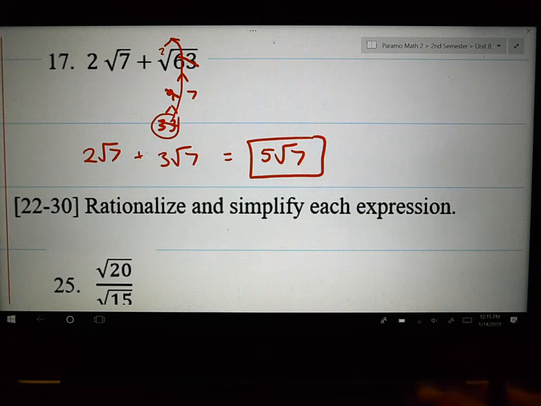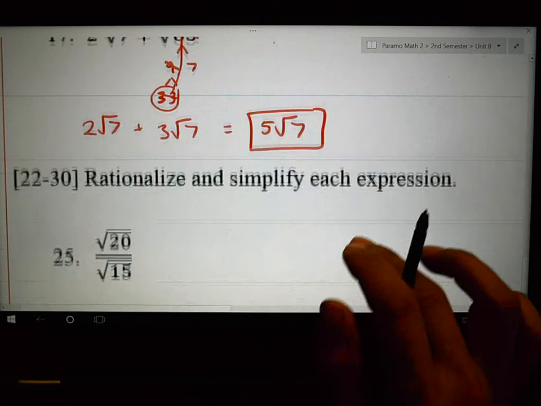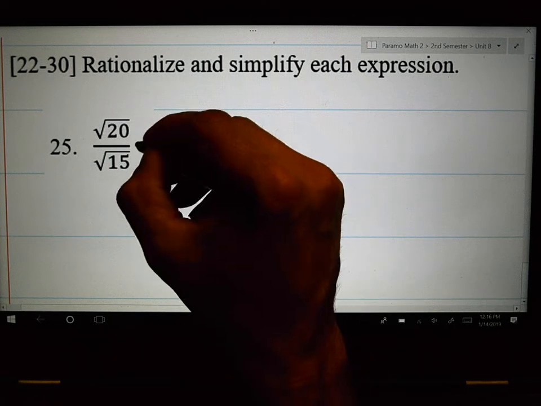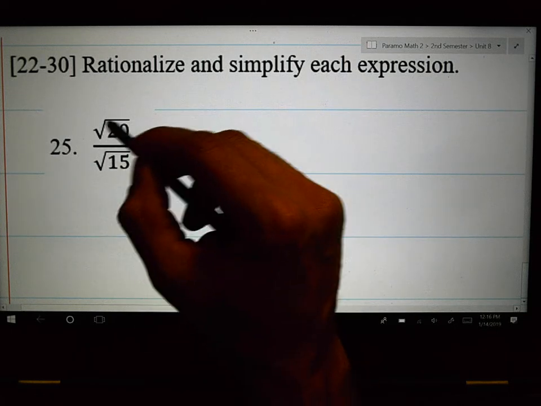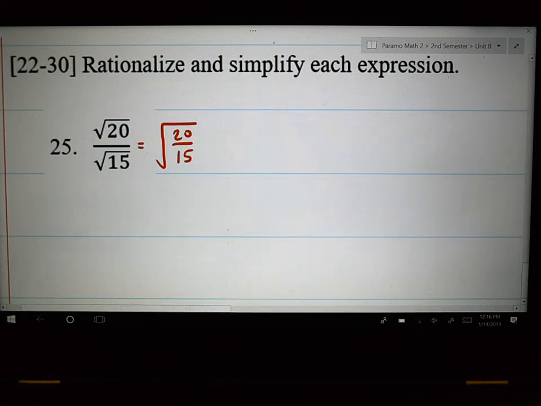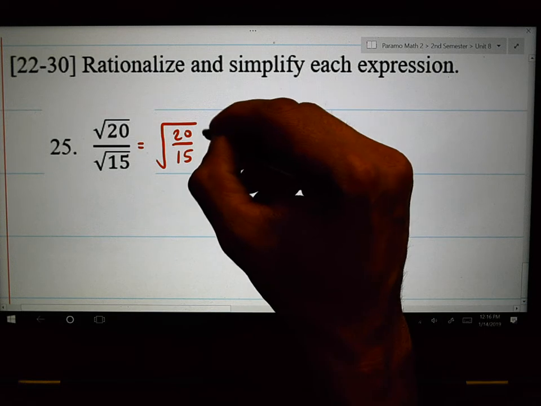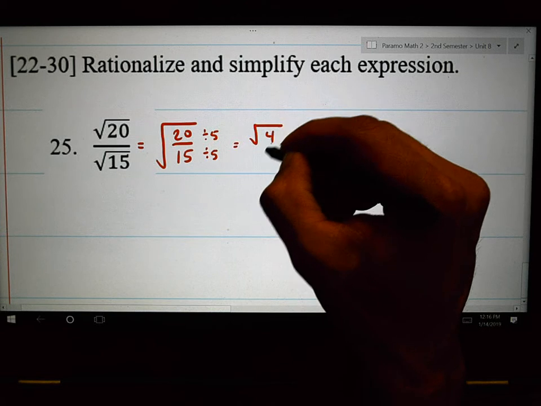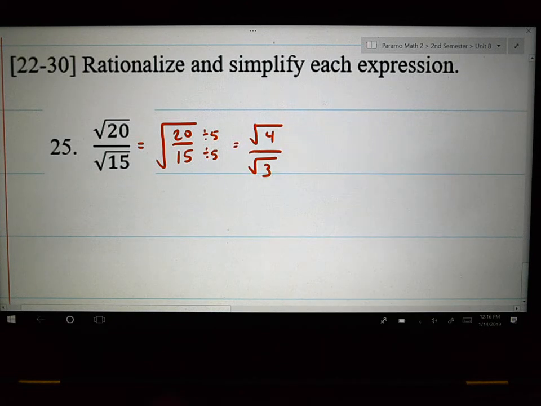And the last example is number 25. It says rationalize and simplify. Sometimes you're going to just rationalize right off the bat. The notes for those are in 7.4. But if it says simplify, sometimes simplifying is easier to do when you start off. For example, since they're both inside the square root, you can simplify 20 over 15 by dividing by 5. So if you can simplify or reduce, that will make your problem a whole lot easier.